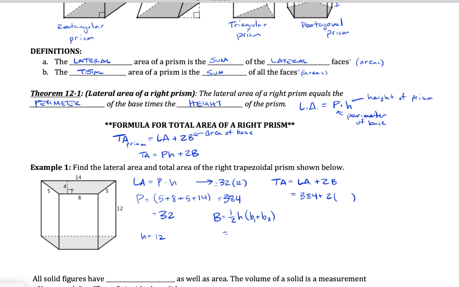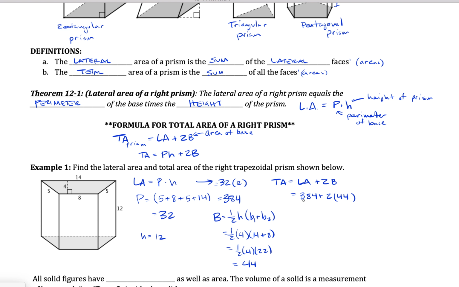Height of the trapezoid is, of course, 4. So I can look at the picture and I can see that this right here is representing the height of this trapezoid. And the picture tells me that that's 4. Base 1 is 14, base 2 is 8. Half of 4 times 14 plus 8 is half of 4 times 22, which will give me 44. So that's my capital B.